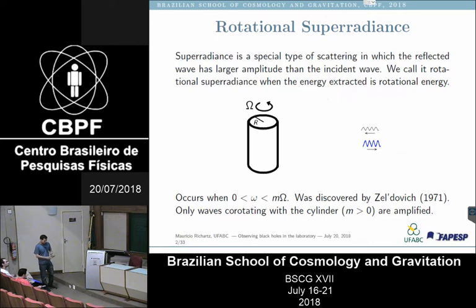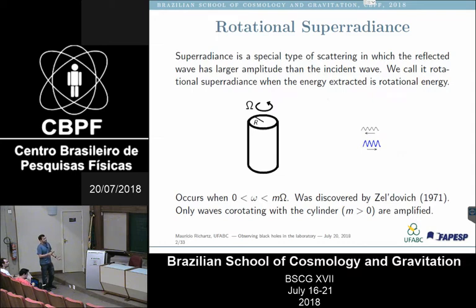Just to give you a more general idea of what superradiance is, as I said, it's a special kind of scattering process. It was originally discovered by Zeldovich, the same one from cosmology, I believe, in 1971. He studied the scattering of electromagnetic waves around a rotating cylinder that can dissipate energy. If you send a wave in and it reflects back, the amplitude of the reflected wave can be larger than the amplitude of the incident wave, as long as the frequency of the wave satisfies this condition.